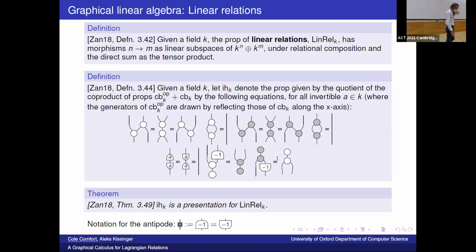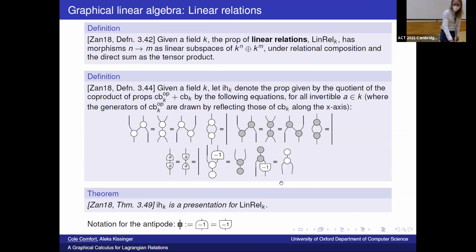In Fabio Zanasi's thesis, he went further than this, and he gave a presentation for the prop of linear relations, not just matrices. Linear relations is the category of relations of matrices. The morphisms are linear subspaces of the product space, and the composition is relational composition. Because relations are like categories of spans, to get this you add all the generators of matrices, and then all the generators of matrices op. Zanasi showed that if you quotient the generators of matrices and matrices op by these additional equations, then this is a presentation for linear relations, so for relations of matrices over field K.